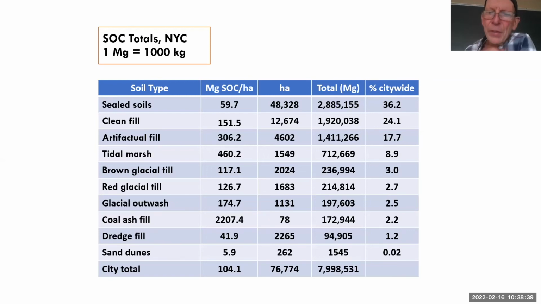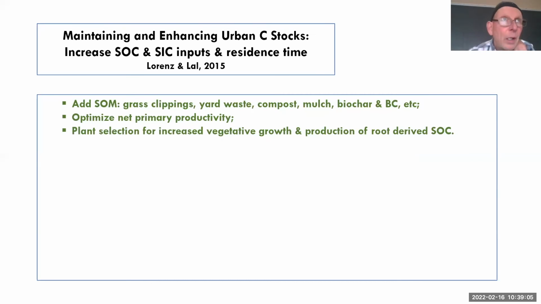So the sealed soils, even though there's not a whole lot of carbon in them, they do make up the bulk of the area, so they constitute more than a third of the soil carbon stocks citywide. The clean fill soils are up there, and the artifactual or construction debris fill soils are up there. Tidal marsh, about 9% of the citywide carbon stocks.